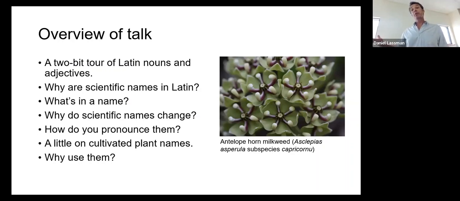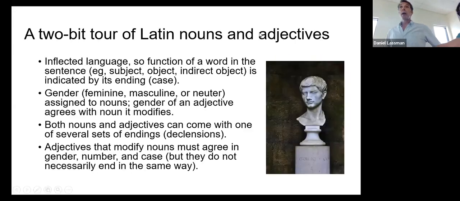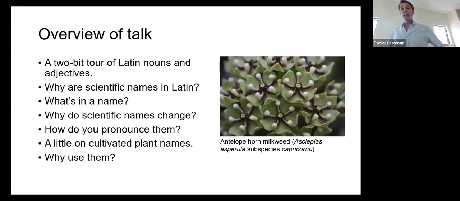So I'm going to give you a two-bit tour of Latin nouns and adjectives, which are really all you've got to know for botanical Latin. You don't need to know verbs. I'm going to talk about why scientific names are in Latin, and also how you read a name, and why the names change, which is a continual bugbear both to amateurs and taxonomists alike. And how you pronounce them, and a little on cultivated plant names, and also I'm going to try to convince you to use them.